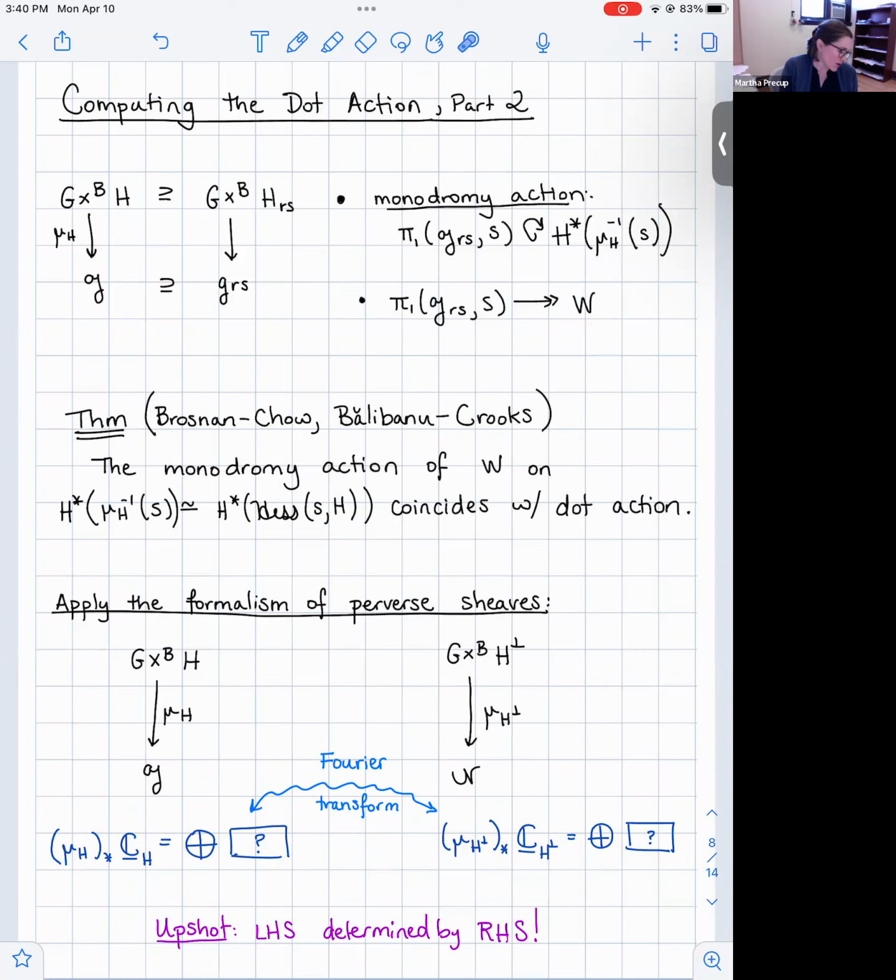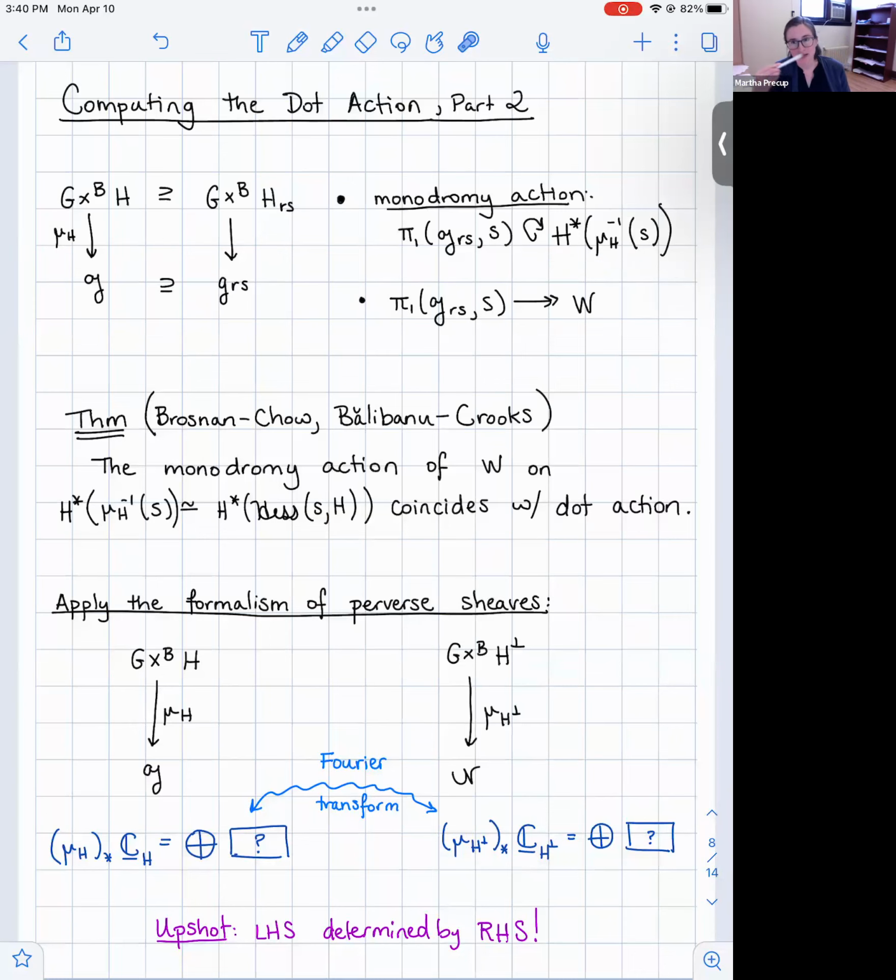And we can restrict it over the regular semisimple locus. This particular restriction gives us a monodromy action. So we can look at the fundamental group of the regular semi-simple elements in the Lie algebra with respect to some base point. That's going to act on the cohomology of the fibers, so we get an action of that fundamental group on the cohomology of regular semi-simple Hessenberg varieties.